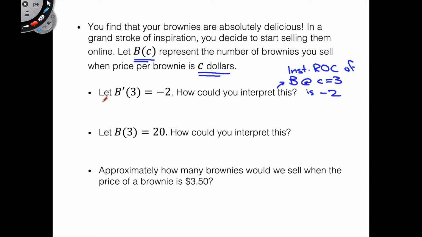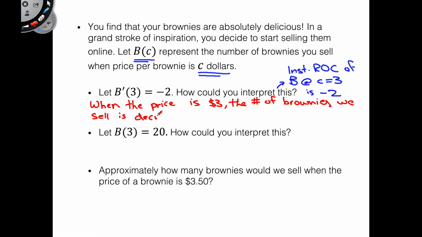So what this is saying is that when c equals 3, or in other words, when the price is $3, the number of brownies we sell is decreasing at 2 brownies per dollar.